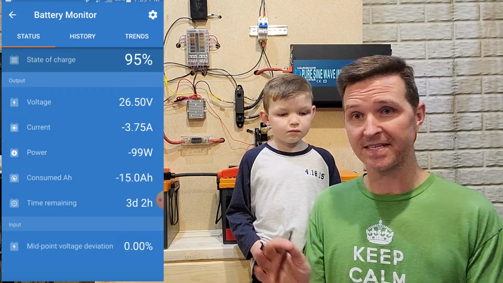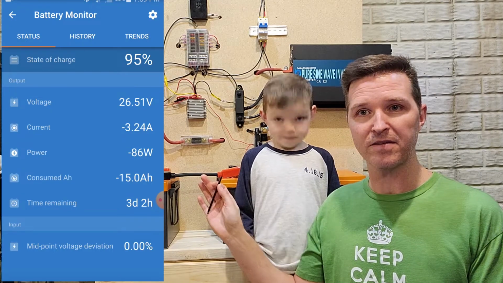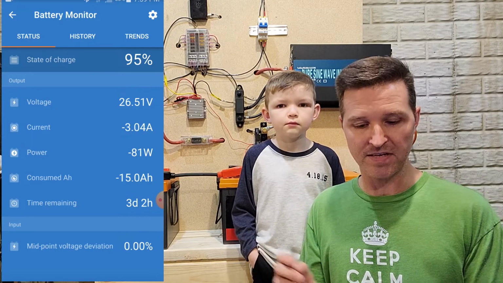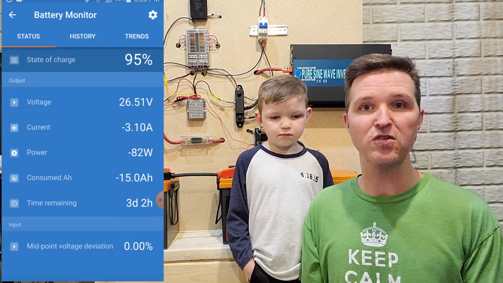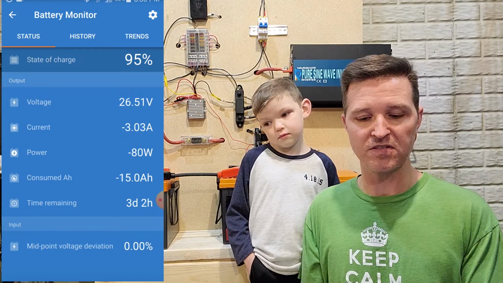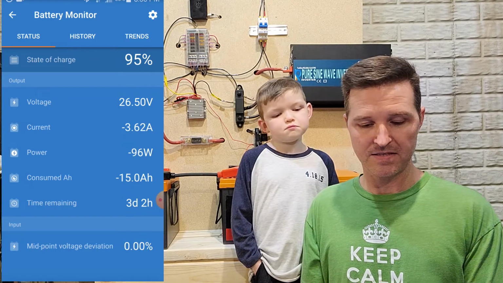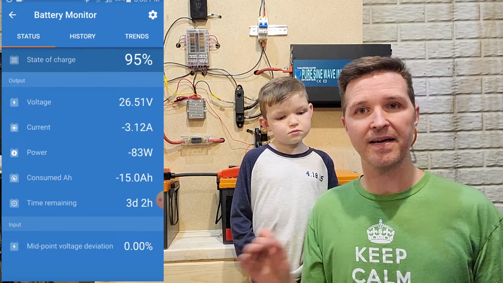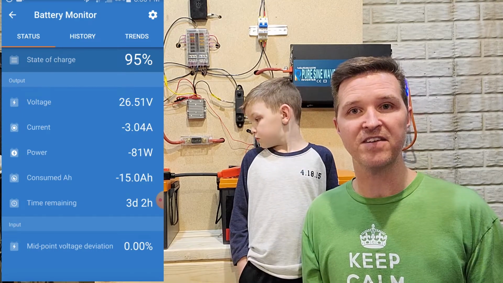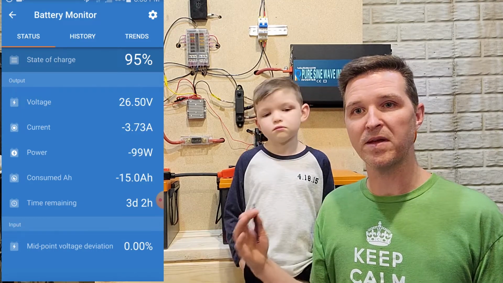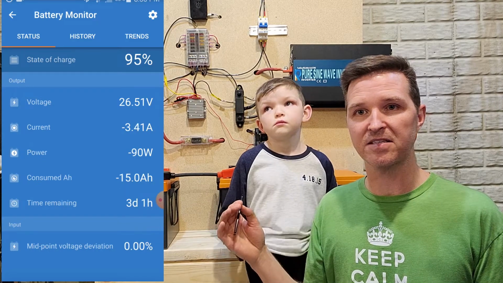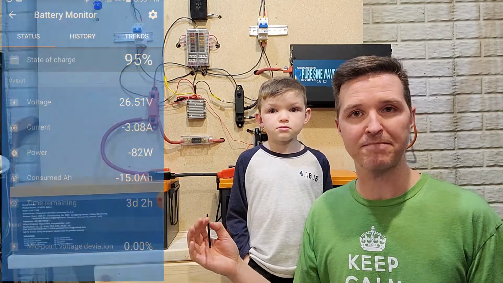0% is great because that means that these two batteries are the exact same voltage. If you add those two voltages together, it equals 26.51. So that, in essence, is why having the midpoint voltage deviation is such an important part when you have a system that is two completely separate batteries.